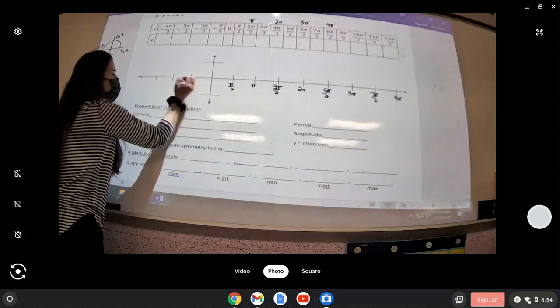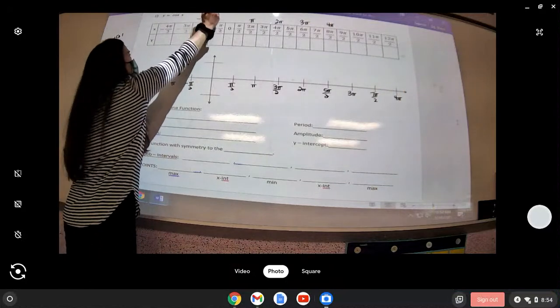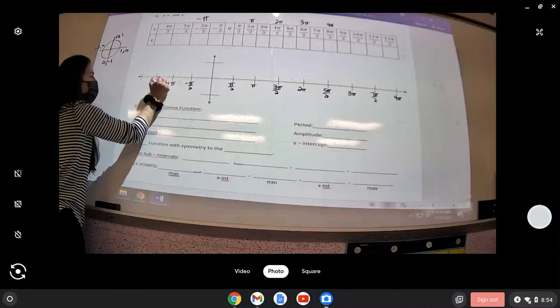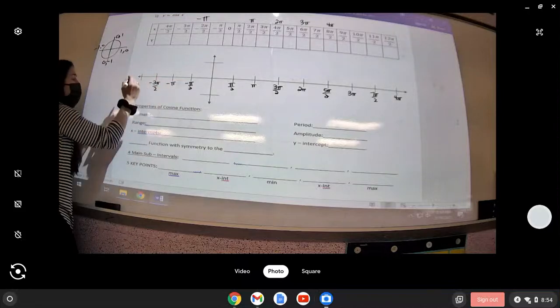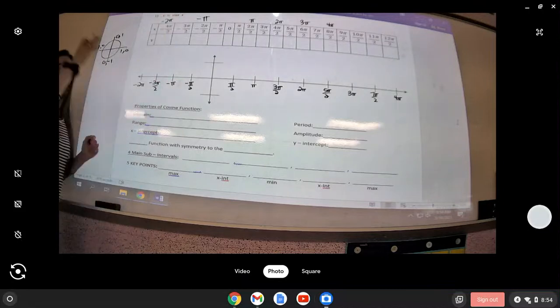Negative 1 pi over 2, negative 2 pi over 2 is negative pi, negative 3 pi over 2, and our negative 4th pi over 2 is just negative 2 pi. We're just counting by 1 pi over 2 as our counting increment. All right, here we go.